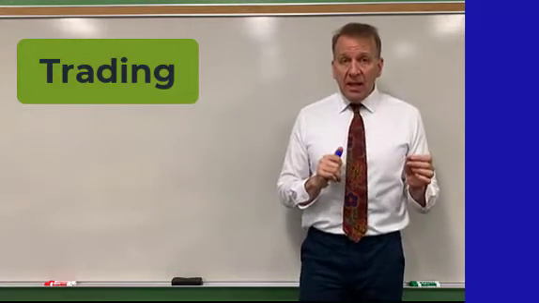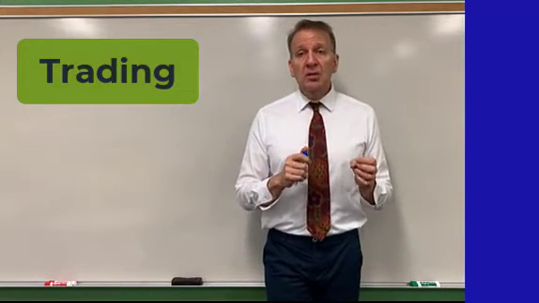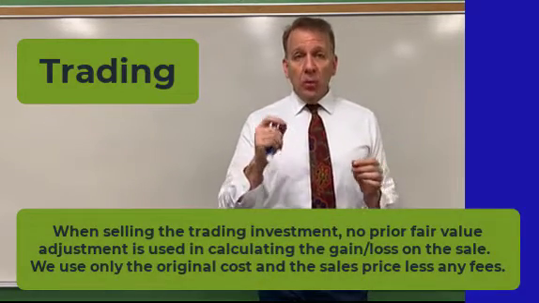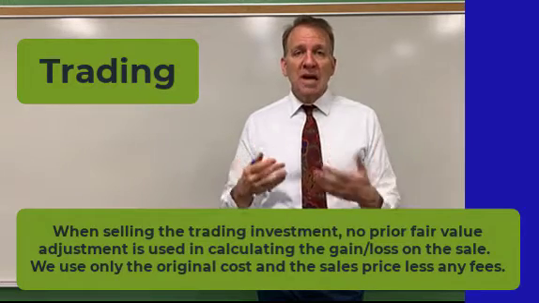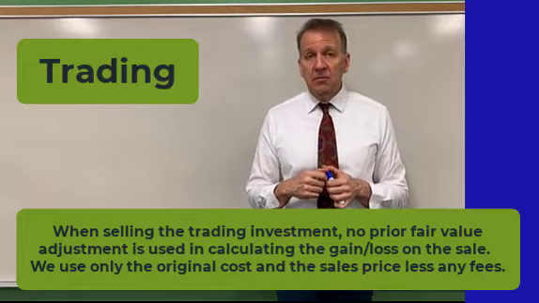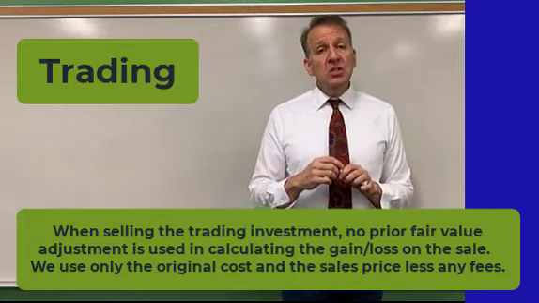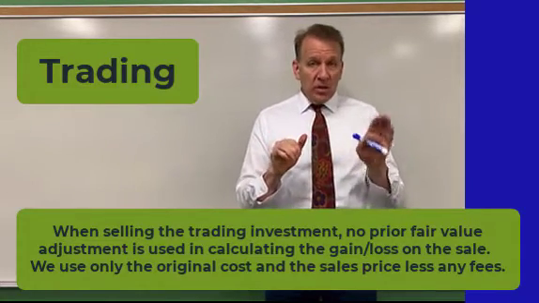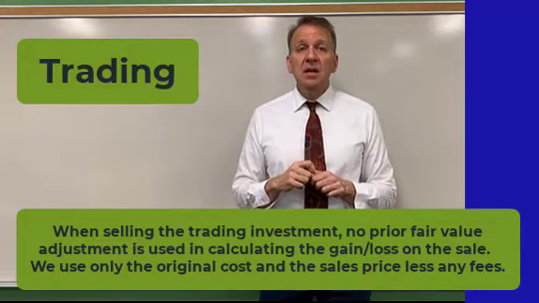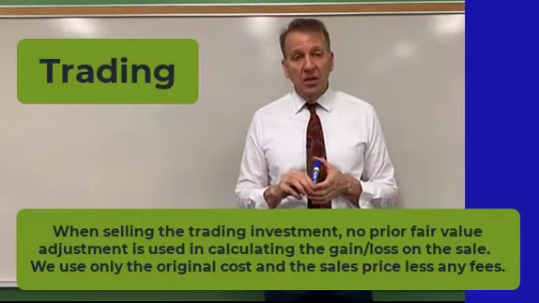So when we're selling one of these trading investments, we're going to look at just the sales price and the original cost and subtract out any fees. We're not going to take into account the fair value adjustment account. We're going to ignore that. When we have a sale of a trading security, all we're going to do is look at the original cost, the sales price, and subtract out any fees to calculate our possible gain or loss on the sale of this trading security.